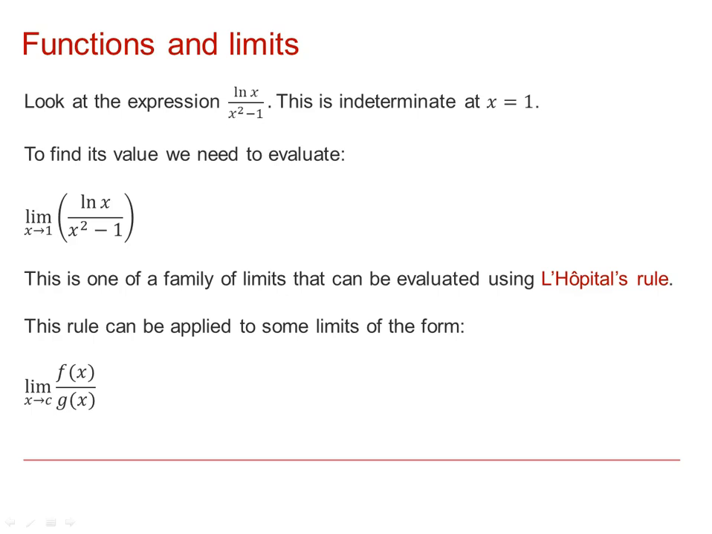So we can see that when x equals 1 here, we've got log 1 over 1 minus 1, and both of those are 0. So log 1 divided by 1 squared minus 1 is 0 over 0, so we can't actually determine the value when x equals 1. What we want to express is the limit as x approaches 1 of that function to see if that can be evaluated. Now this is one of a family of limits that we can use L'Hopital's rule to find.